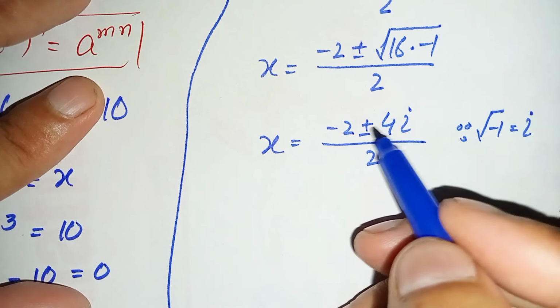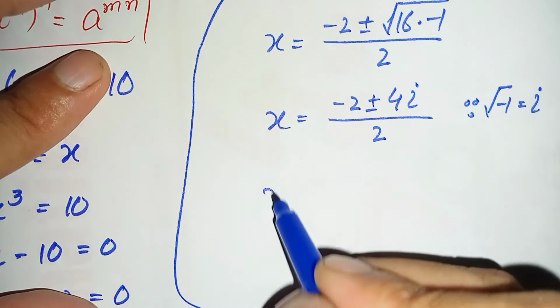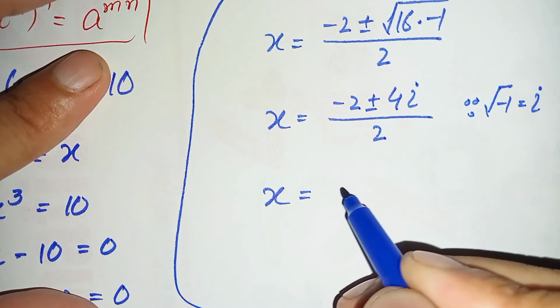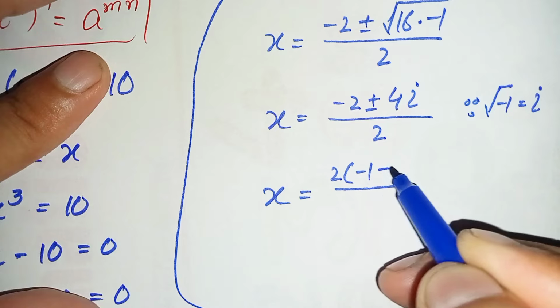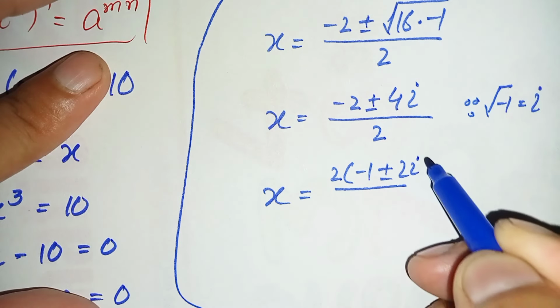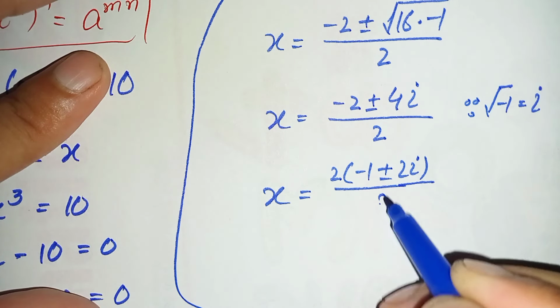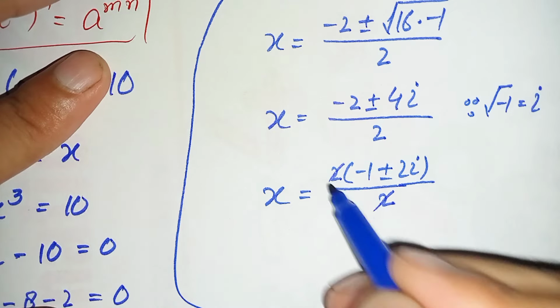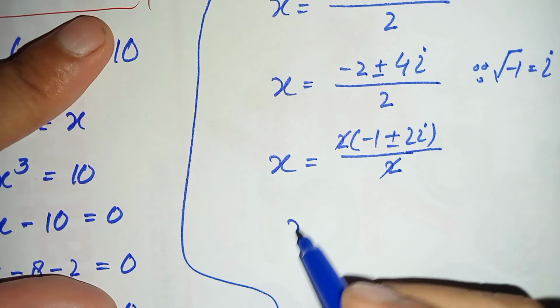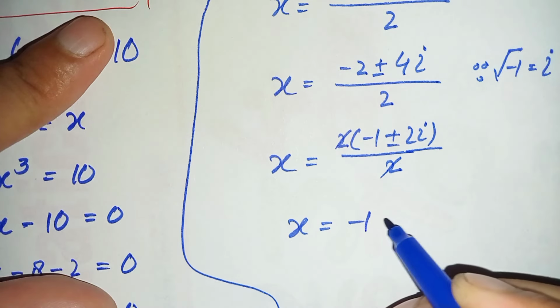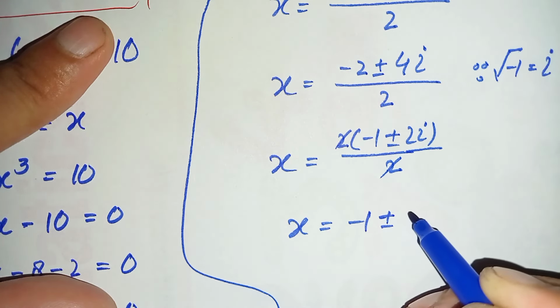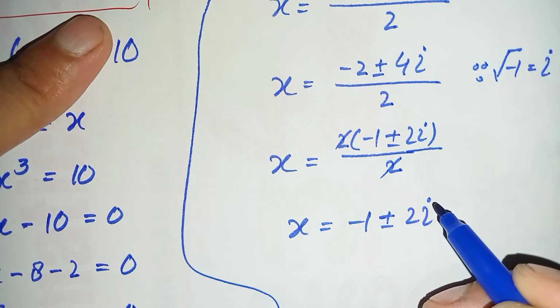And next we will take 2 common from the numerator. So this will become, taking 2 common, minus 1 plus minus 2 iota divided by 2. We will cancel 2 with 2. So the value of x will become x is equal to minus 1 plus minus 2 iota.